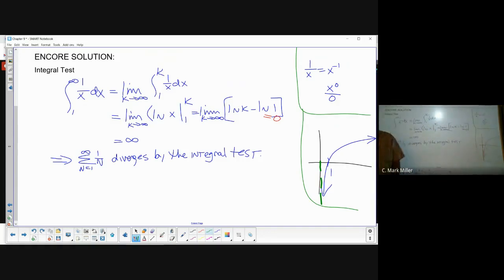I'm always going to make you say why something diverges or converges. Because a chimpanzee can flip his banana peel and say whether, and pick converge or diverge, it'd be right half the time, right?